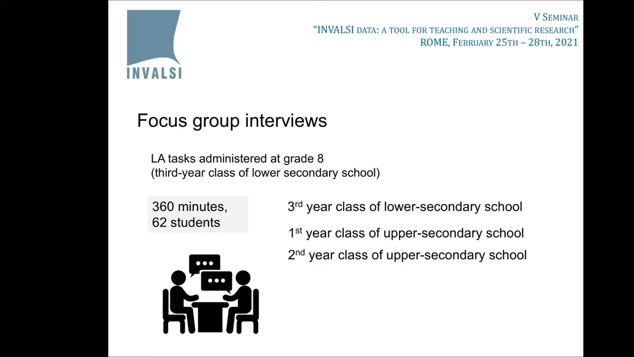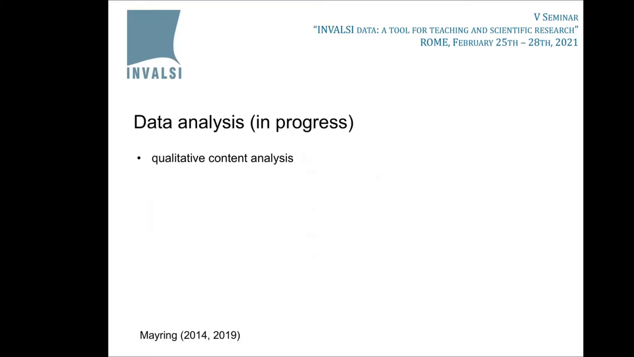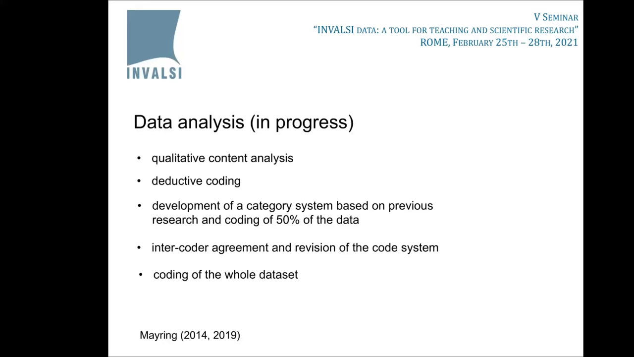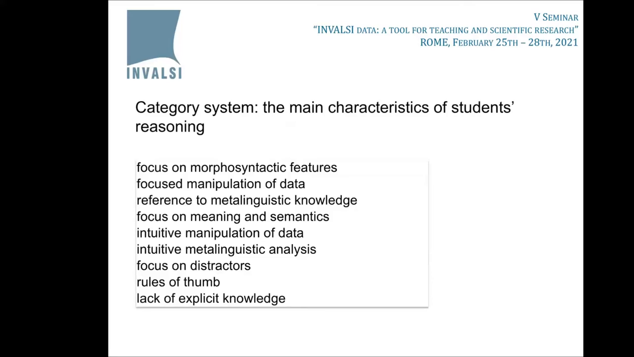The data analysis is still in progress because qualitative content analysis is an extremely time-consuming process. First, I decided to do a deductive coding based on previous research. I developed a category system for the deductive coding and coded approximately 50% of the data. Then I gave my code system to my colleagues who are helping me, and they coded the data independently. Then we calculated intercoder agreement, and we saw that it was really low. There were many differences. So currently we are working on the revision of the code system, and once we finish, we will again recode the whole data set. So far I still have some interesting preliminary results I would like to discuss with you.